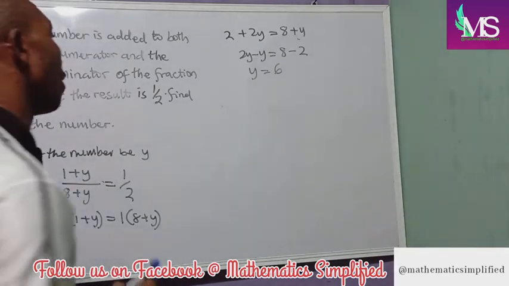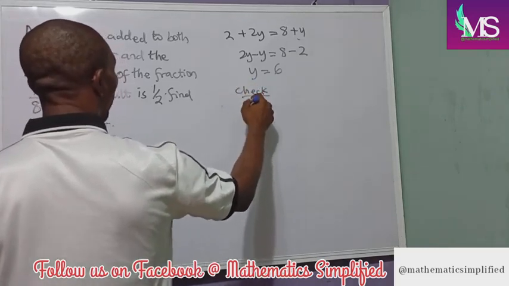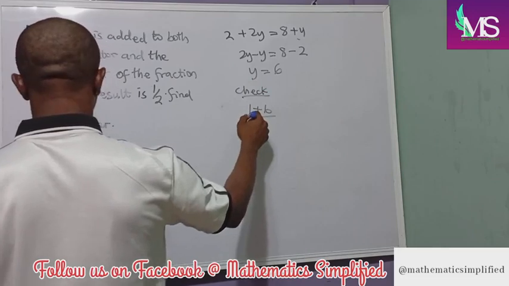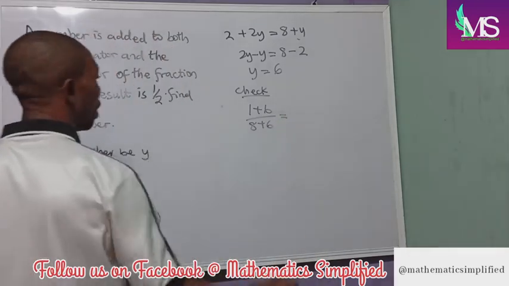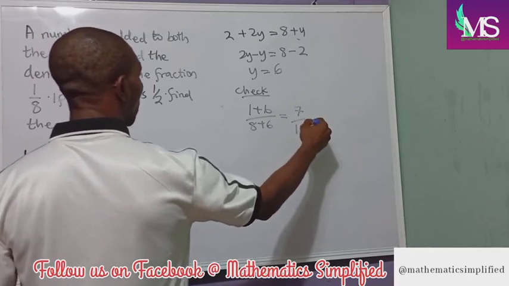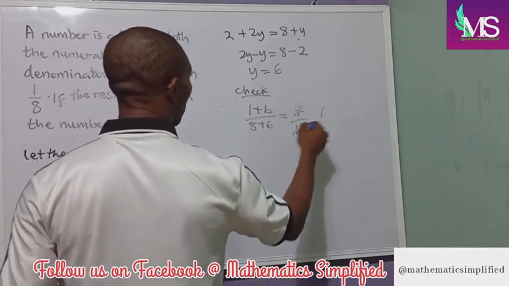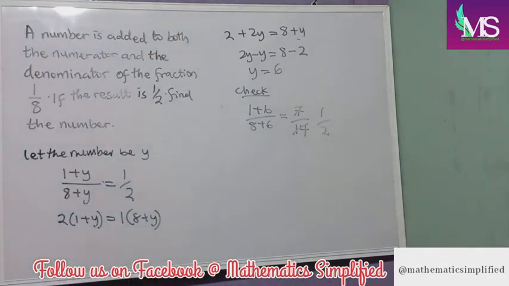Now let's check if it's true. If we have 1 plus 6 all over 8 plus 6, 1 plus 6 is 7 and 8 plus 6 is 14. So 7 over 14 gives 1 over 2. So our answer is correct. The value of y is 6.